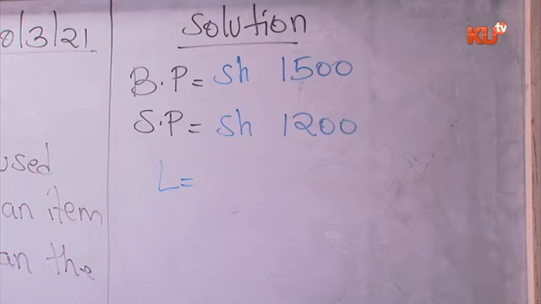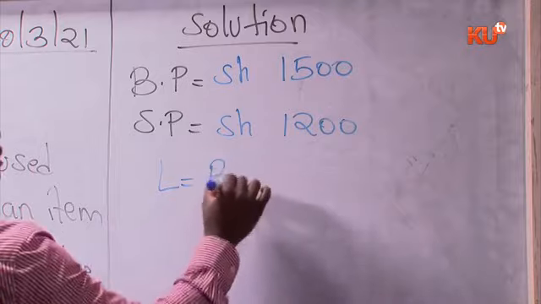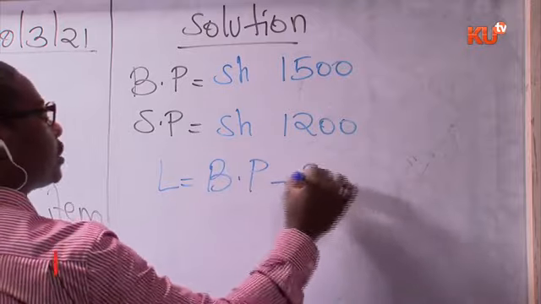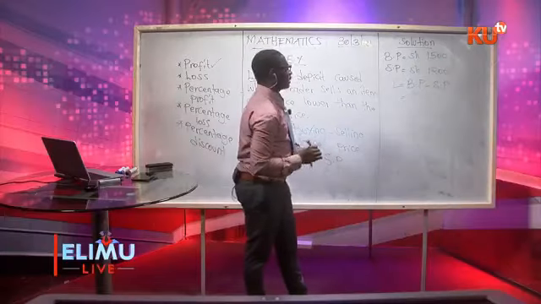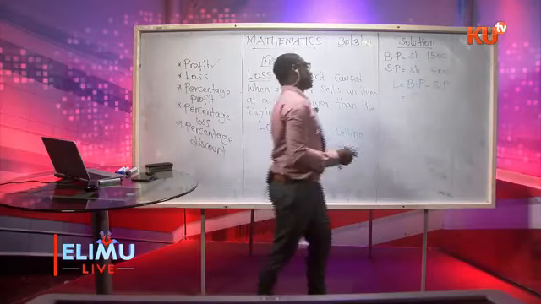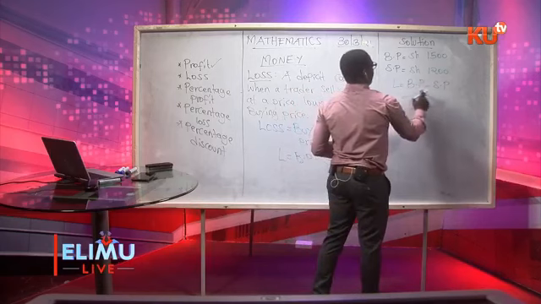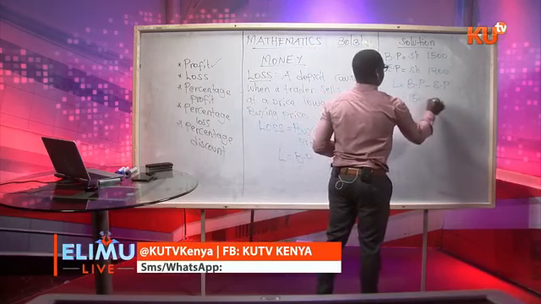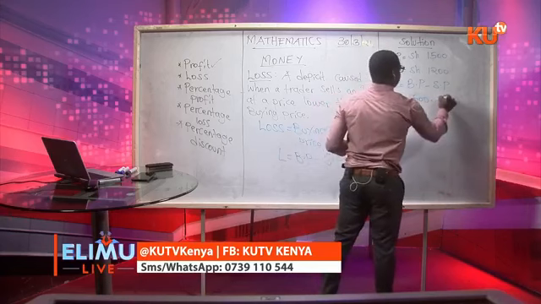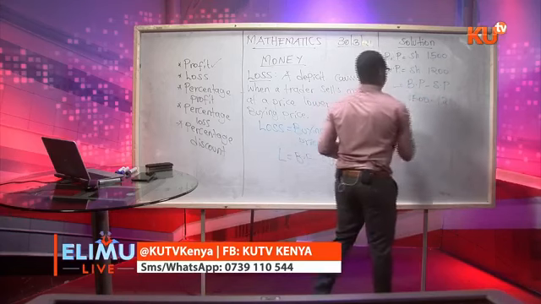Loss is equal to buying price minus selling price. It's very important to always write formulas in mathematics. Never calculate a question that has a formula without writing the formula. So loss is equal to buying price minus selling price. Our buying price is 1,500 shillings. Our selling price is 1,200 shillings.